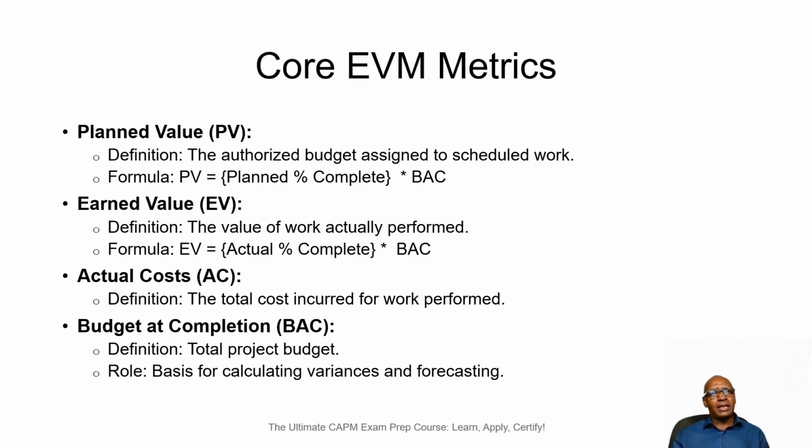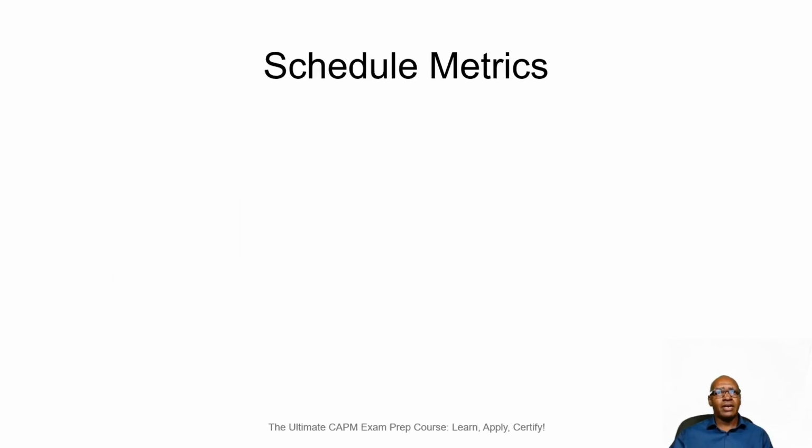We have earned value, which is the value of the actual work that we have performed. And the formula here is earned value, again, is the percentage of actual work completed multiplied by our budget at completion. We have the actual cost, which is the total cost incurred for work performed. So this is the actual cost of work incurred for the work that is performed. We have our budget at completion, which is the total project budget. And the role here is the basis for calculating your variances and your forecasting.